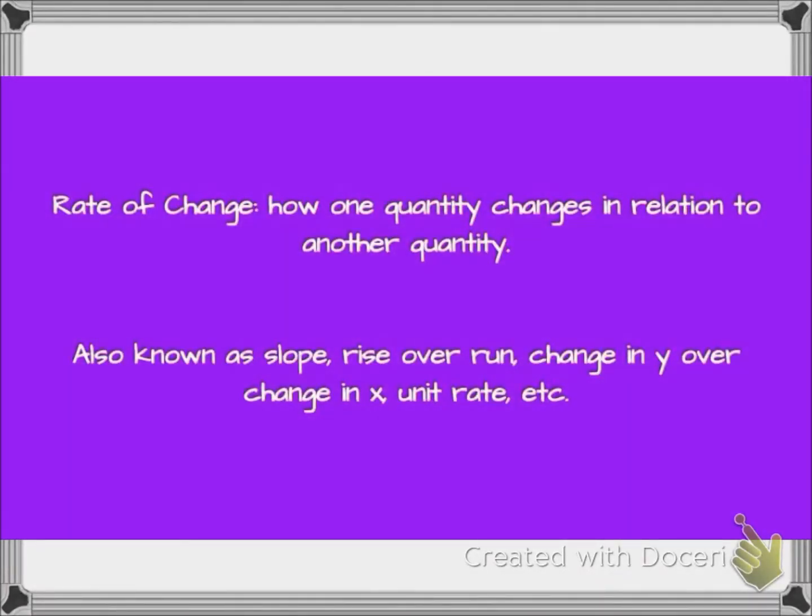Rate of change is how one quantity changes in relation to another quantity, such as miles per gallon or dollars per pound. Rate of change is also known as slope, rise over run, change in y over change in x, and unit rate. Let's look at an example.